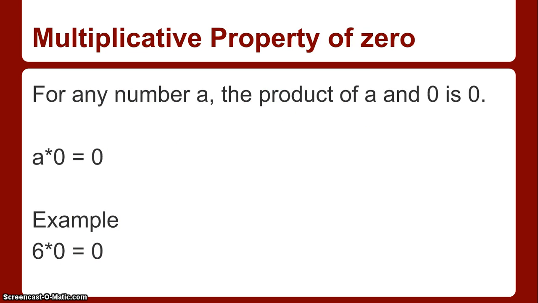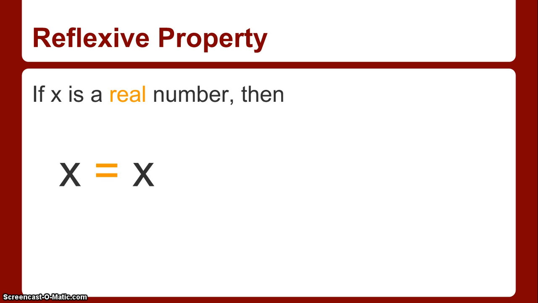The multiplicative property of 0 basically says if you multiply 0 times any number, you're going to get 0, no matter what. So the example I have there, 6 times 0 equals 0. It could be 5,642 times 0. You're getting 0. That's what that property says.